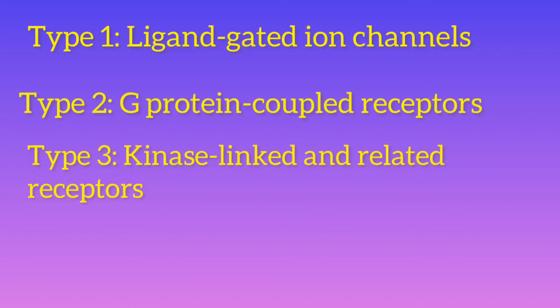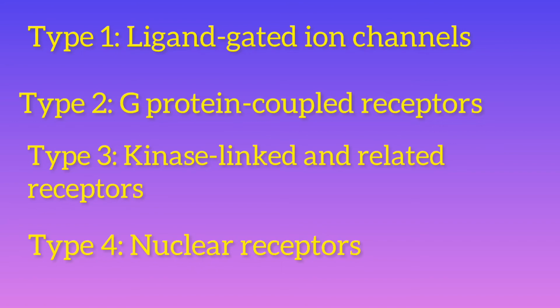Furthermore, the alpha subunits have 4 additional main classes based on their primary sequence. These include Gs, Gi, Gq and G12. Type 3. Kinase-linked and related receptors.